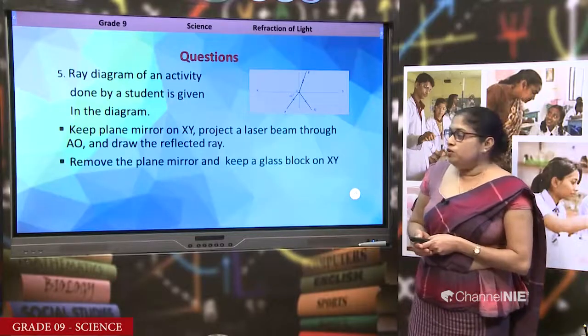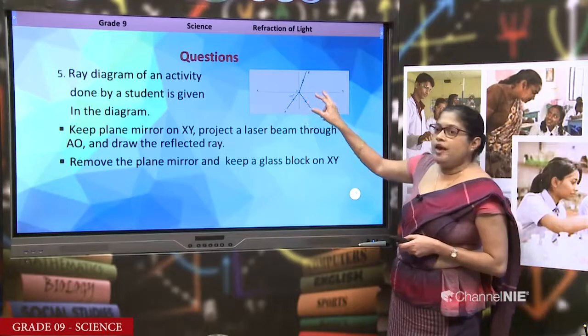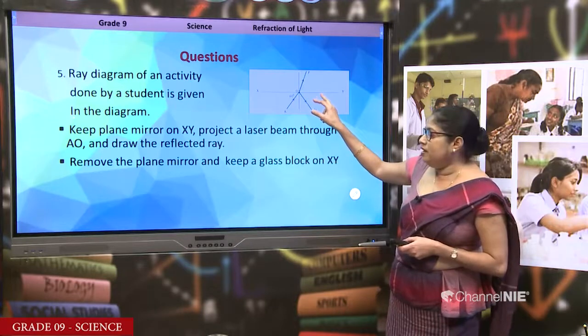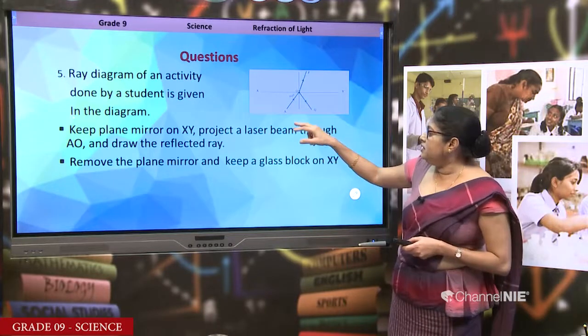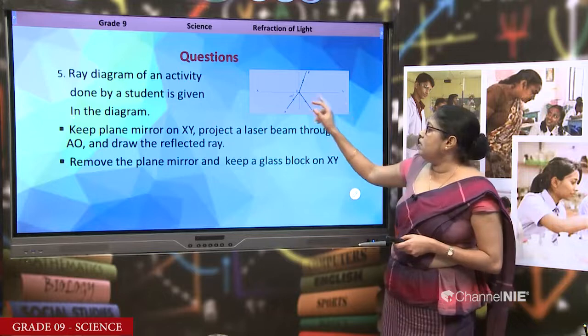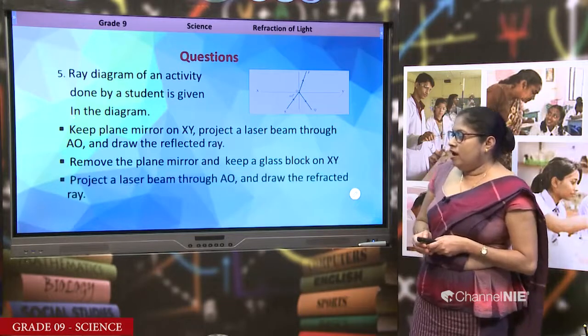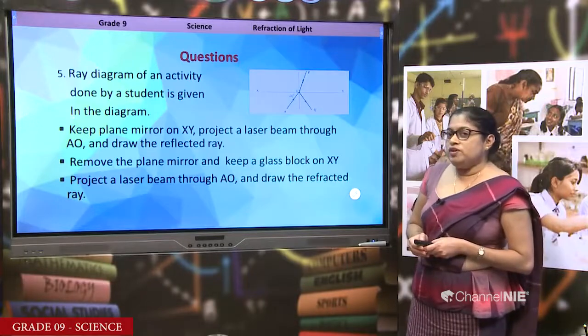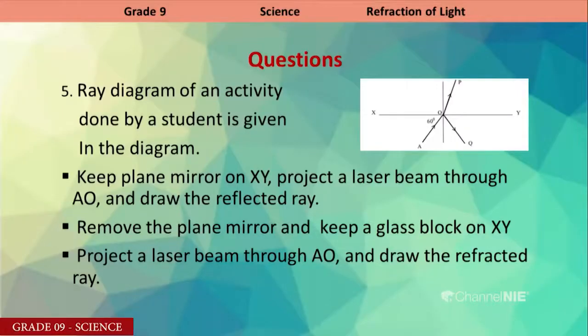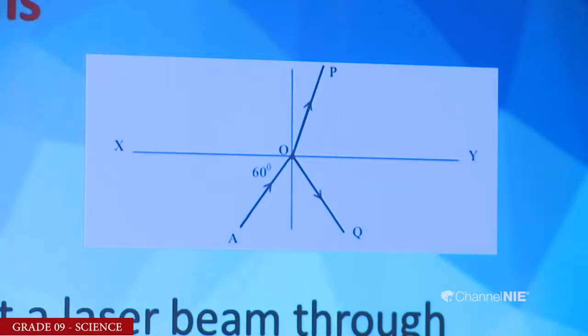In step 2, he removed the plane mirror which was kept here and then he placed a glass block on XY. After that, he projected a laser beam through AO and then he drew the refracted ray as well.